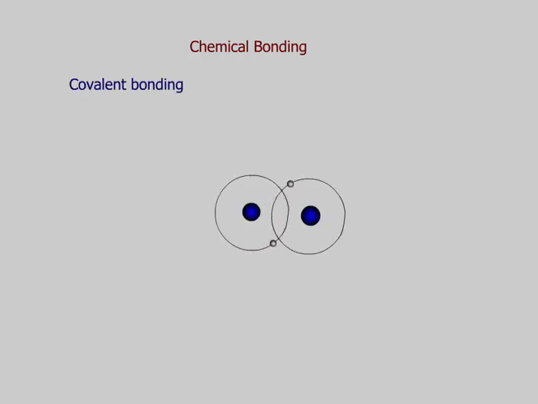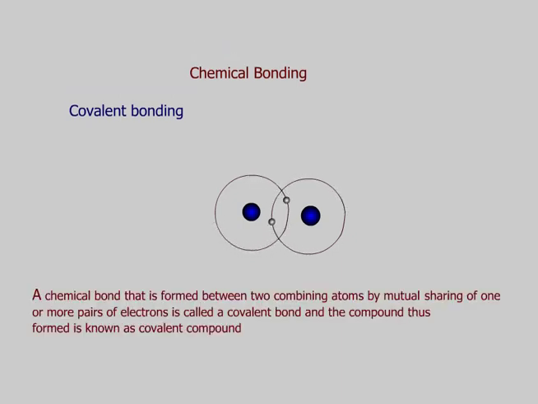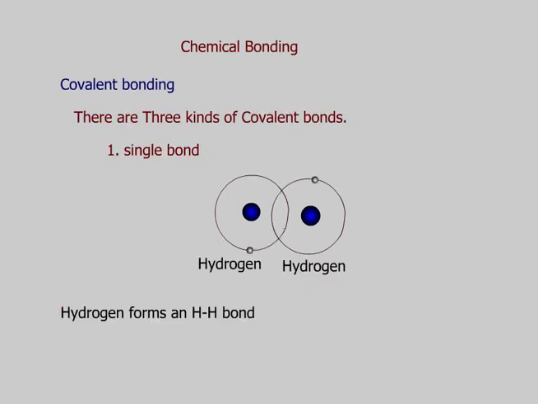Next, let's learn about covalent bonds. A covalent bond is a chemical bond formed when 2 atoms share electrons. Compounds formed through covalent bonding are known as covalent compounds. There are 3 types of covalent bonds: single, double, and triple bonds.